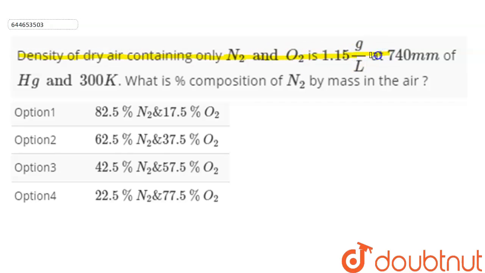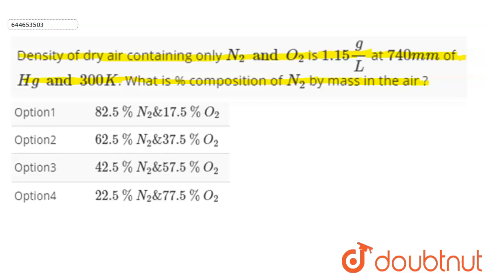Hello everyone, the question is: the density of dry air containing only N2 and O2 is 1.15 gram per liter at 740 mm of Hg and 300 Kelvin of temperature. What is the percent composition of N2 by mass in the air? In this question we are given the density of dry air containing only nitrogen and oxygen gas, 1.15 gram per liter, at a pressure of 740 mm of Hg and temperature 300 Kelvin. We have to find the percentage composition of N2 by mass in the air.